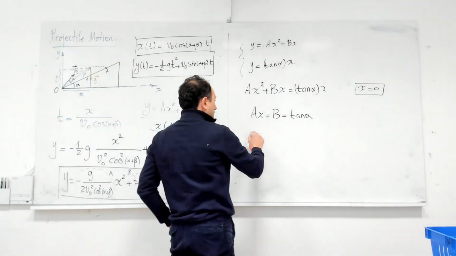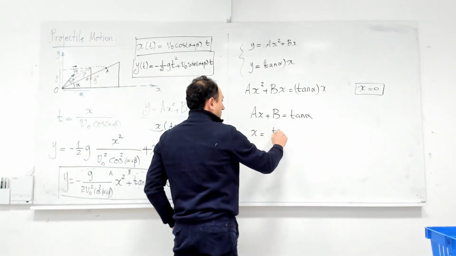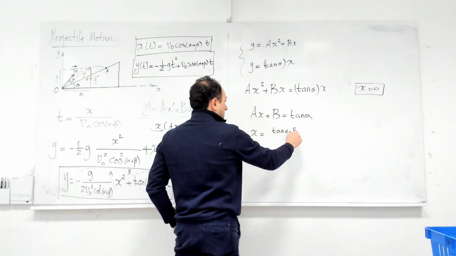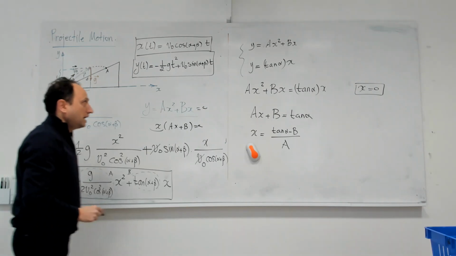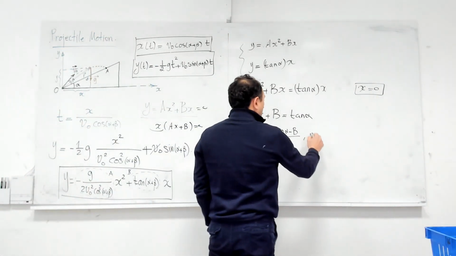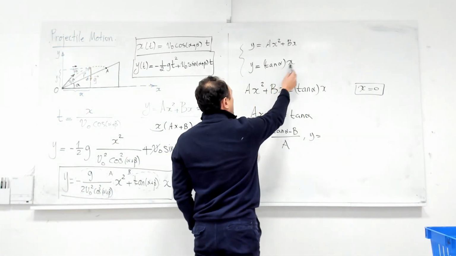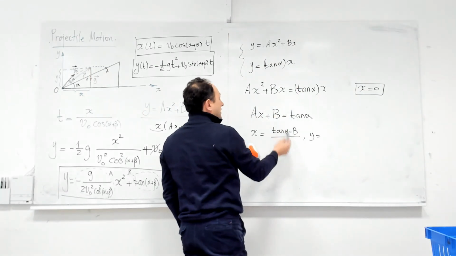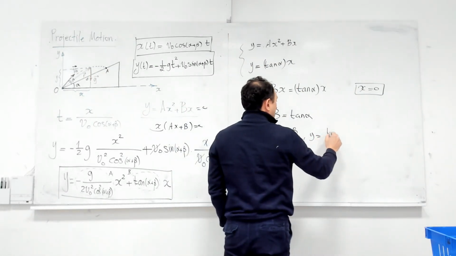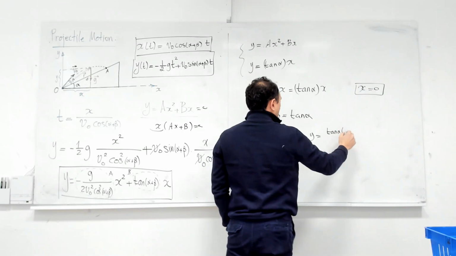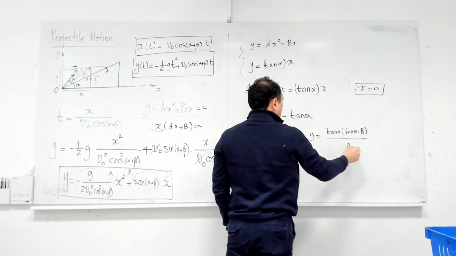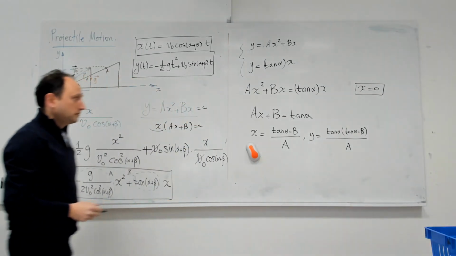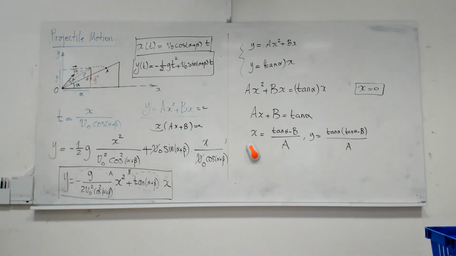So what I have to do, x becomes tangent of alpha minus b divided by a. So that is my x. And then what is y? Y is tangent alpha multiplied by the x I found. So this becomes tangent alpha multiplied by tangent alpha minus b divided by a. Yes? Okay. Okay, then what?